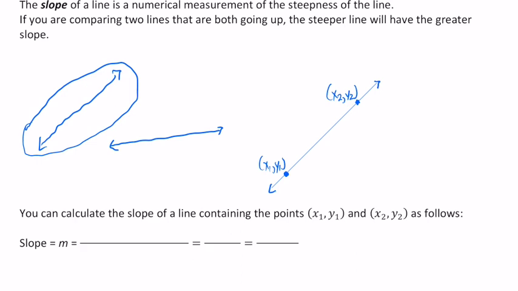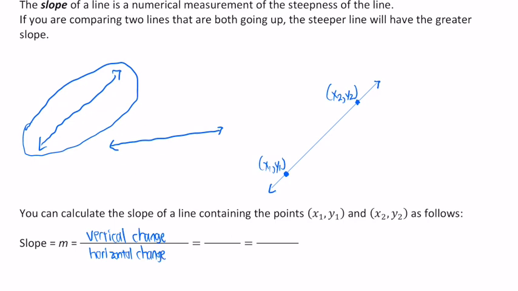Slope is often going to be represented in equations by the lowercase letter m, and the definition of the slope is the ratio of the vertical change between 2 points to the horizontal change between the 2 points.